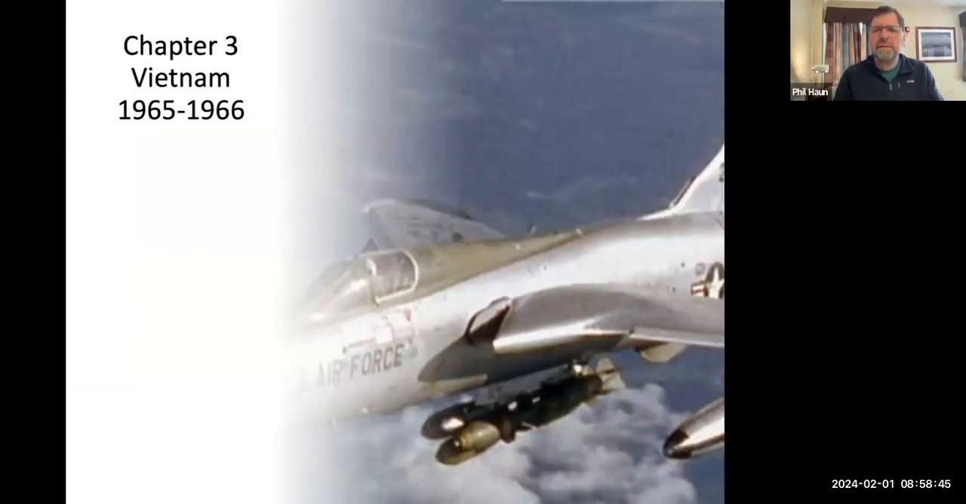Let's go ahead and go into the chapters. Chapter 3 covers the Vietnam War from early 1965 through 1966. We see really an acceleration of the war during this period of time. And we see the beginning of the Rolling Thunder air campaign in North Vietnam. It actually is two different types of campaigns.